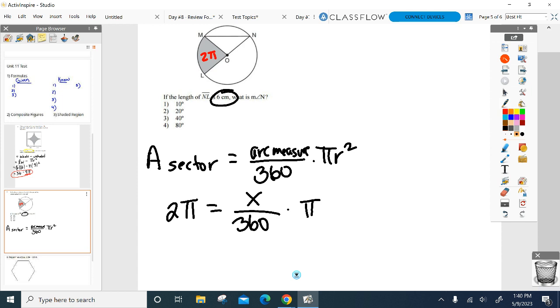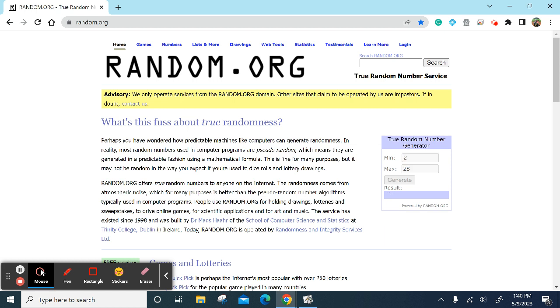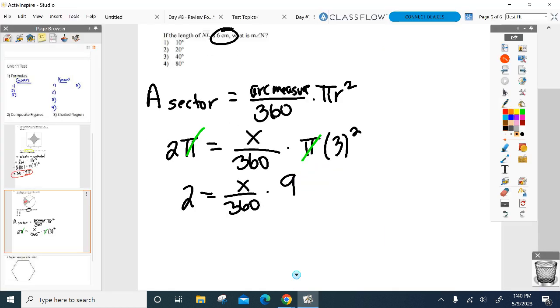3. NL was 6. NL's a diameter. Cut it in half. We get 3 squared. Do you guys see what's in common on both the left and right side of that equation? A pi, right? So it's going to go away. Now, if it's only on one side, I can't do that. But since it's on both sides, I can cancel out. So cleaning this up, I get 2 equals x over 360 times 9. There are 2 different moves I could make. How do I get x by itself at this point? Multiply both sides by 360. You could. We could also divide by 9. Whatever floats your boat.